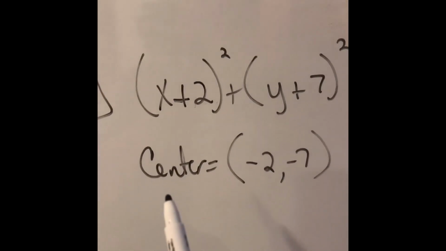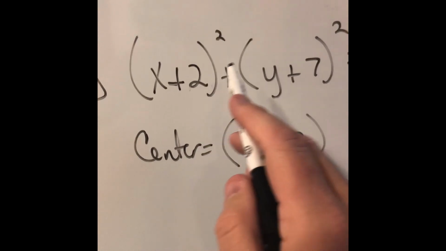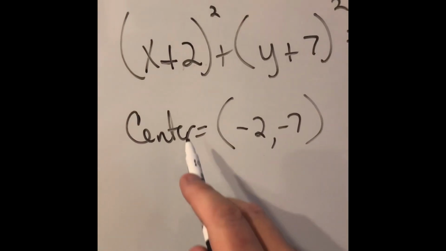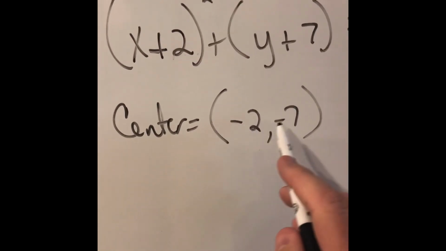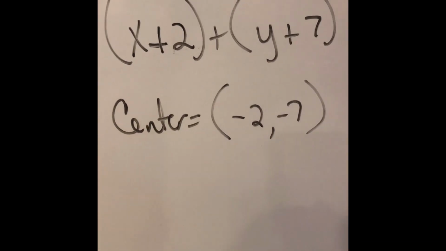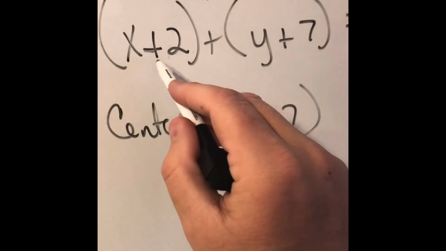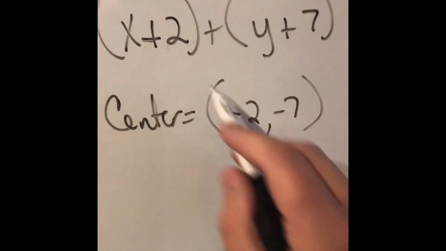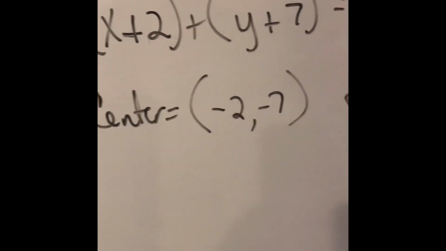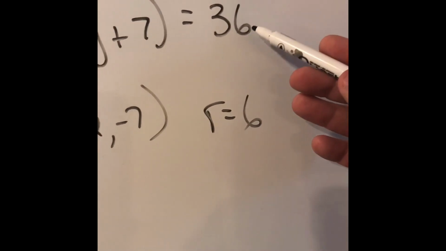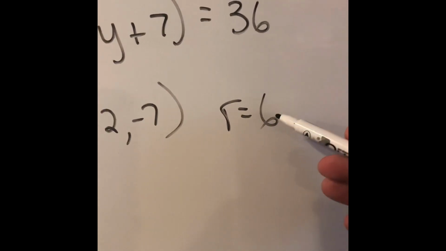So if we go down here, (x plus 2) all squared, (y plus 7) all squared, the center of the circle then is (negative 2, negative 7). If you want to think about it, take the opposite of whatever the sign is in here, and that's what your center of the circle is going to be. 36 is the radius squared, so we would take the square root of 36, and that would be 6.